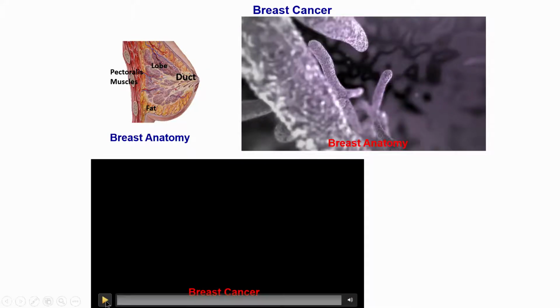Okay. So, in this you have seen in detail what I was talking about on the slide regarding the anatomy of the breast. Now, let us see the different stages of breast cancer, and let me play it.